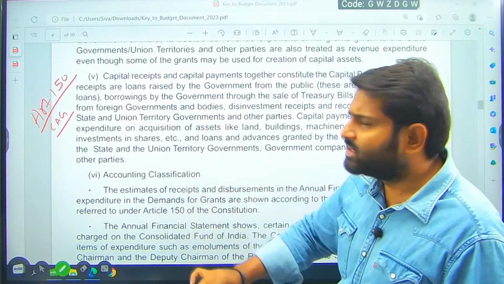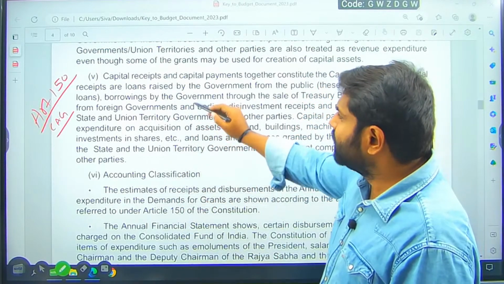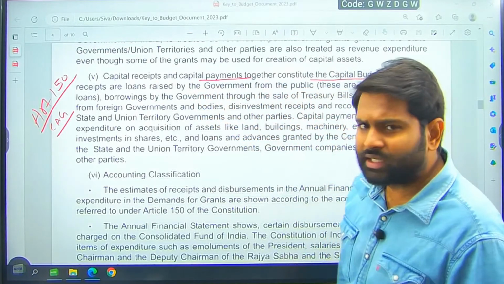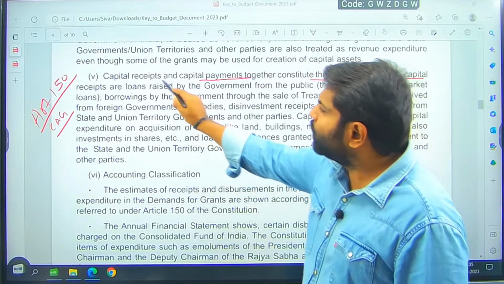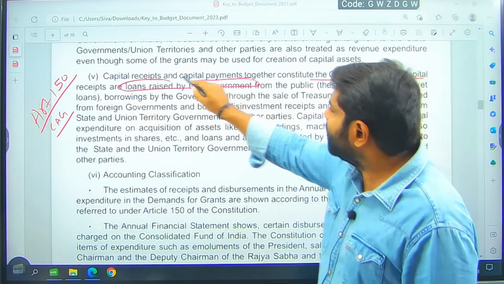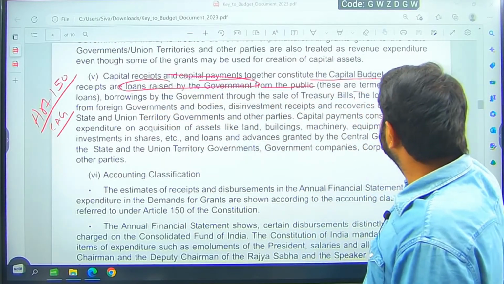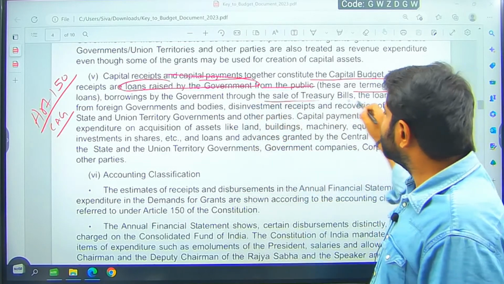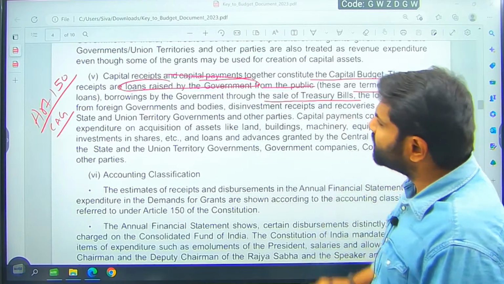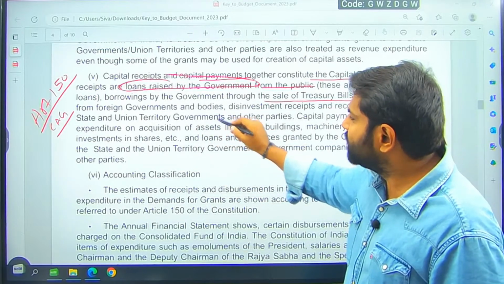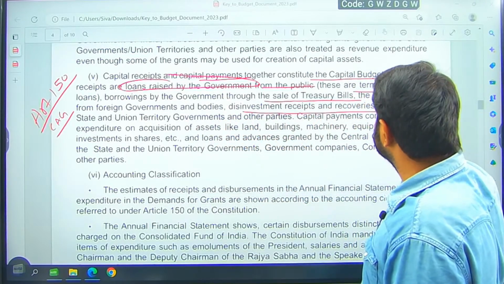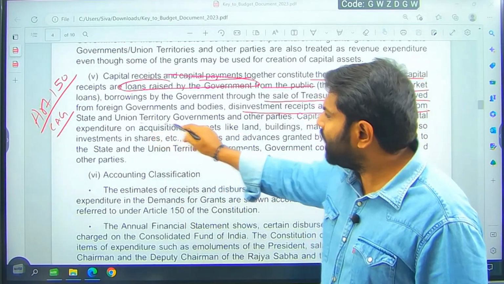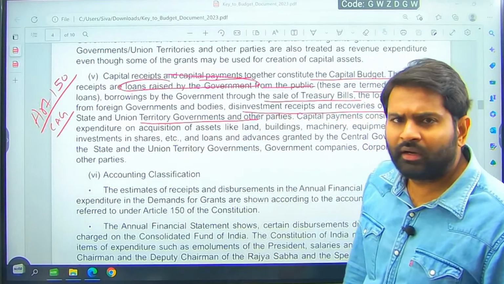Next one, capital receipts. What is there in capital receipts? Capital receipts and capital payments together constitute capital budget. The capital receipts are loans raised by the government from the public. These are termed as market loans, borrowings by the government through the sale of treasury bills, the loans received from foreign governments and bodies, disinvestment receipts, recovery of loans from state and union territory and other parties.